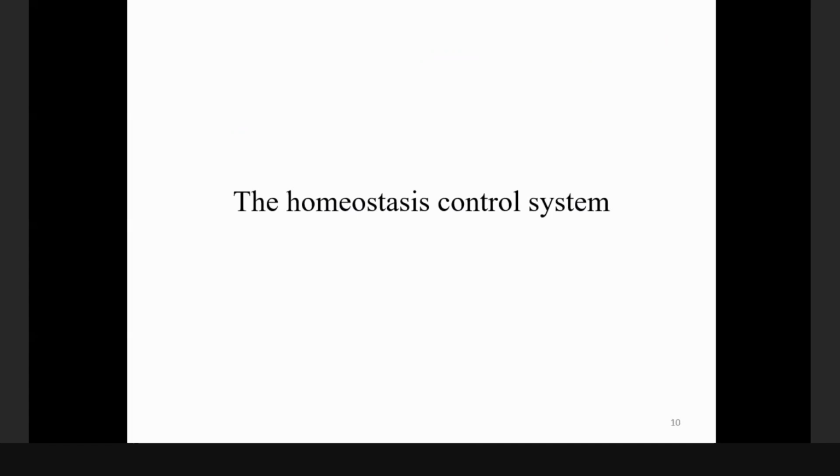Then there is homeostasis control system. We have said that homeostasis is physiological adjustment that tries to maintain the constancy of the values in the body, and in order for homeostasis to maintain that constancy, it needs components like sensors, integrators, and comparators. That is not enough.